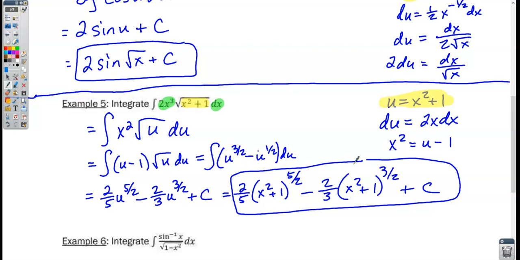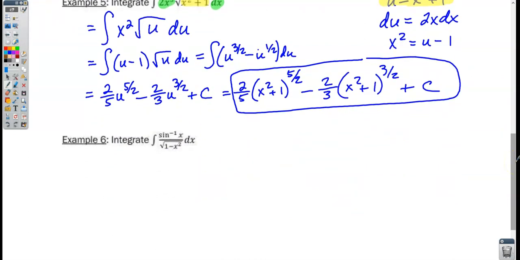And then in example 6, we're going to integrate the arcsine of x over the square root of 1 minus x squared dx. Pretty common substitution that we've been using is substituting part or all of the denominator as u. That's not going to work in this case because of that arcsine we have up there in the numerator. If we take the derivative of some expression like the square root of 1 minus x squared or just 1 minus x squared, there's no way for us to get an arcsine in there.